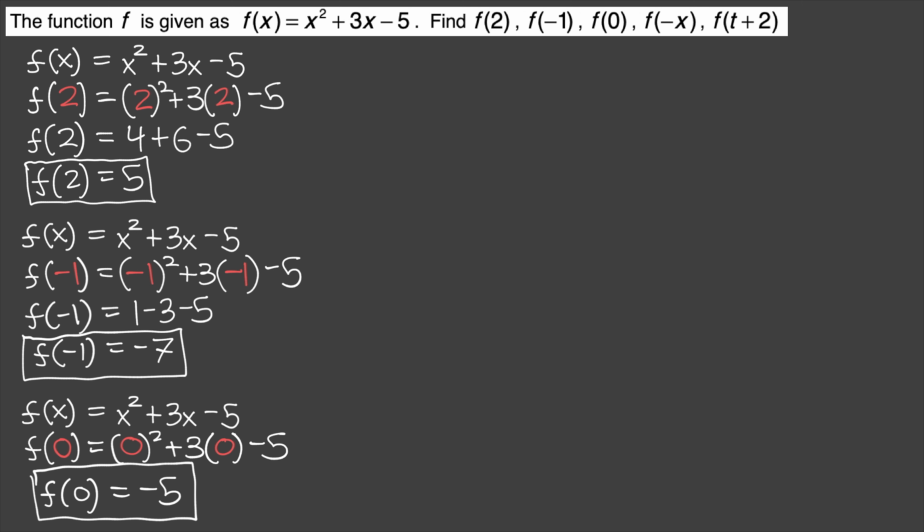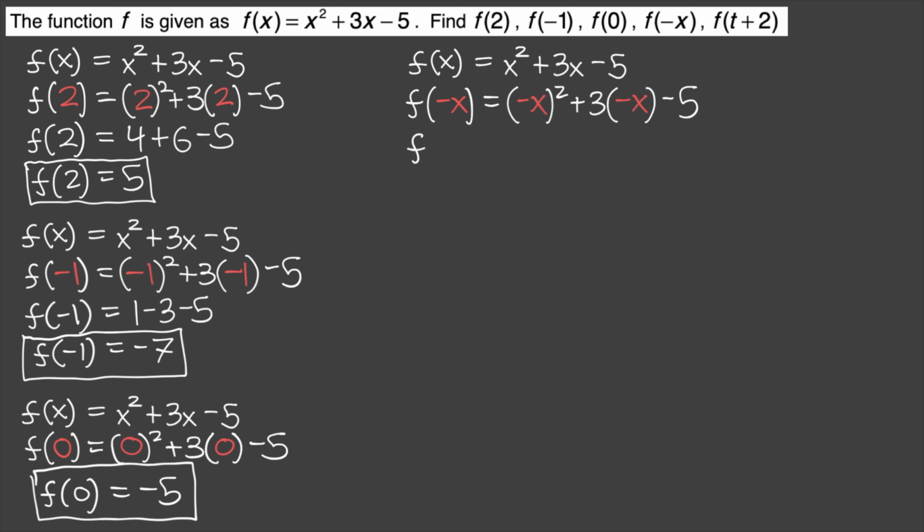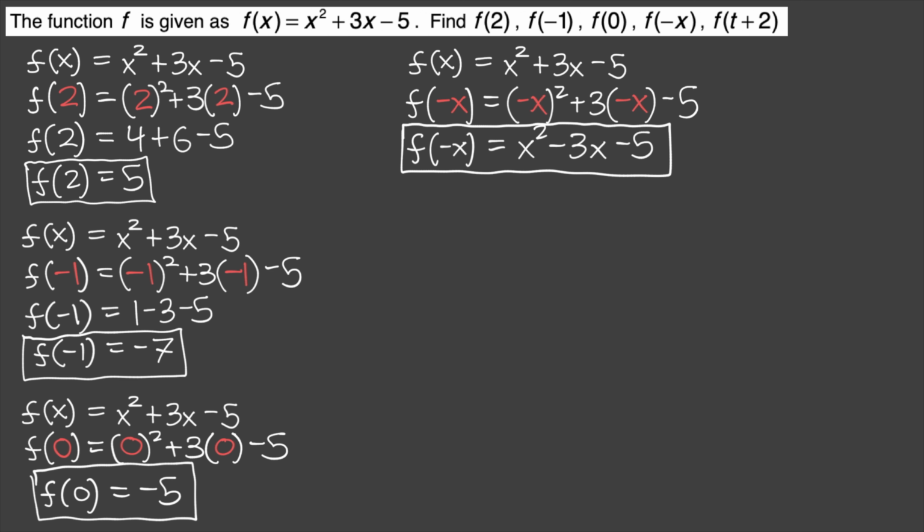Now we need to find f of negative x. So here's our function. So we're going to plug in negative x in place of x. And yes, you can plug in variables for variables. So we'll plug in negative x here, squared, plus 3 times negative x, minus 5. All right, so we just simplify. What's negative x squared? That's negative x times negative x, which is positive x squared. Next, we have 3 times negative x, which is negative 3x. And then we just bring down the negative 5. And there's no like terms there, so this is our answer for f of negative x.